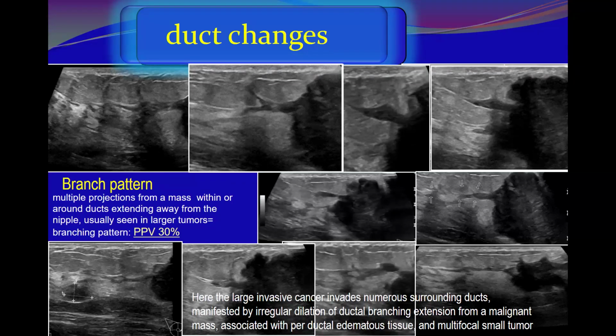But when in different directions, not only toward the nipple, it's different from the direction of the nipple. As we mentioned earlier, we call it branch pattern. And here the branch pattern are multiple projections from a mass within or around the duct extending away from the nipple, usually seen in large tumors, and has a positive predictive value of 30%. Okay.